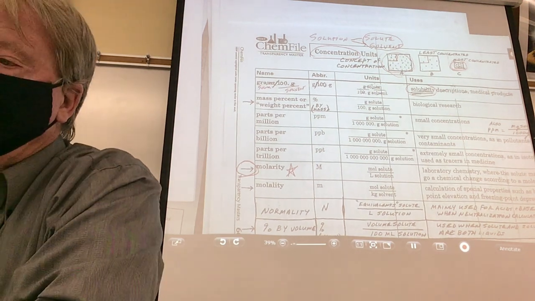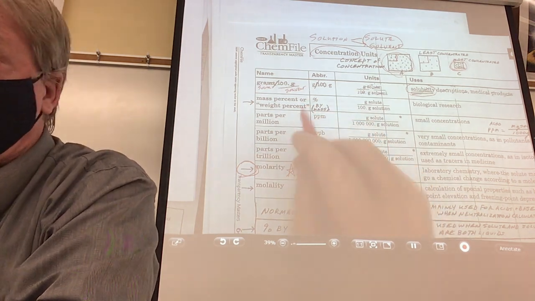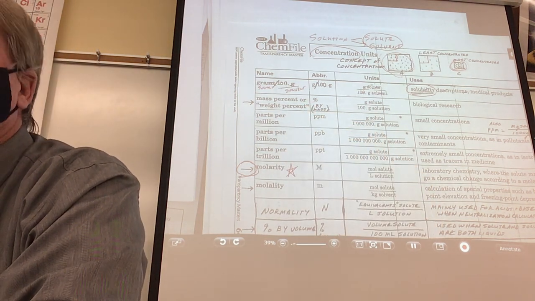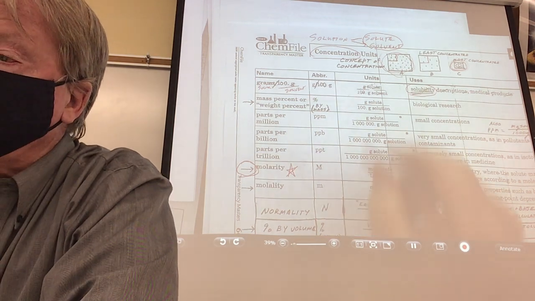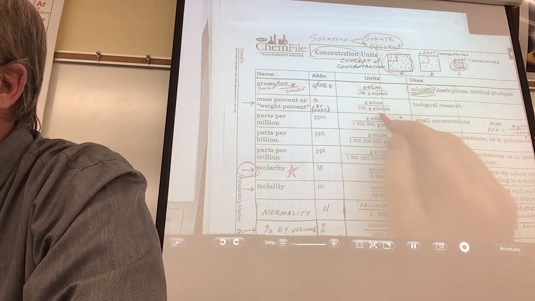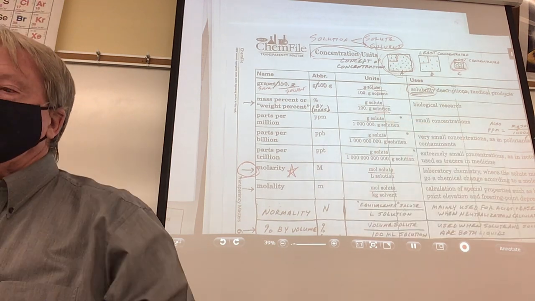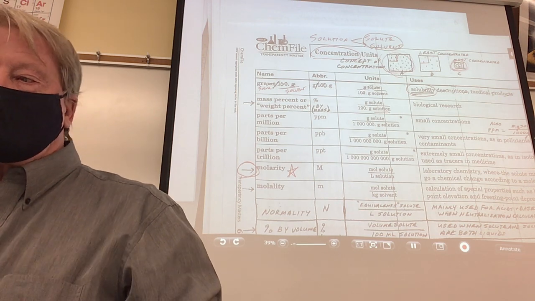Next one. This one is called a percent by mass, which you guys are really good at. Here it is. Grams of solute per 100 grams of what? No, not solvent. What is it? Solution. Okay, so we're going to make some little solutions here in a minute.